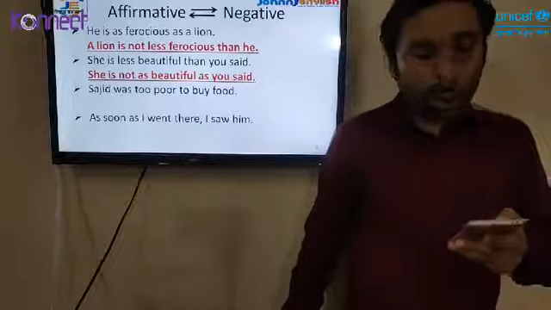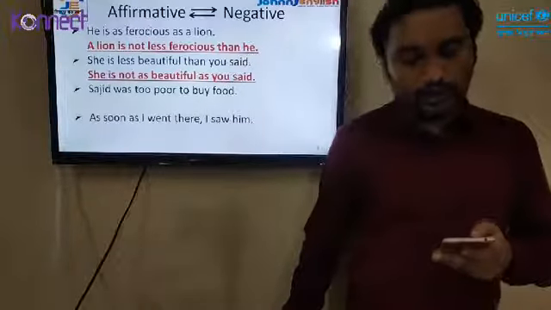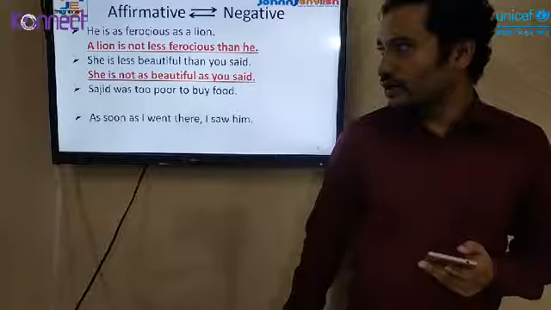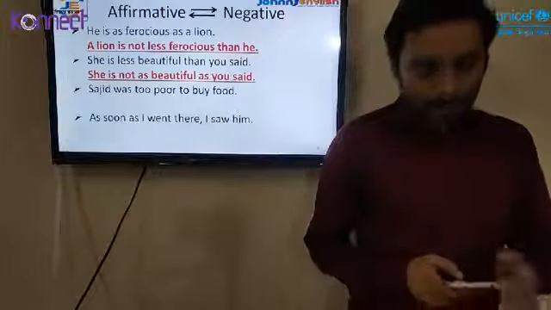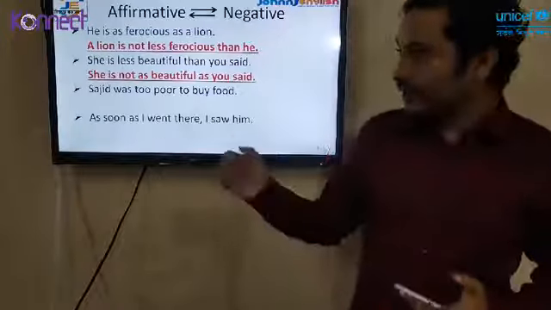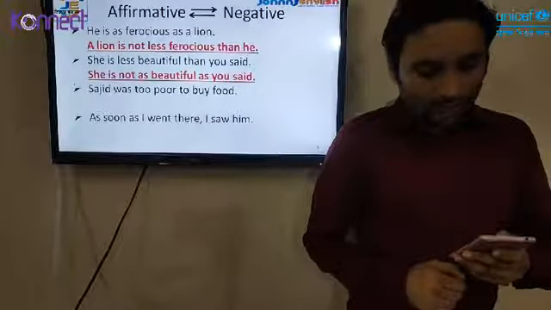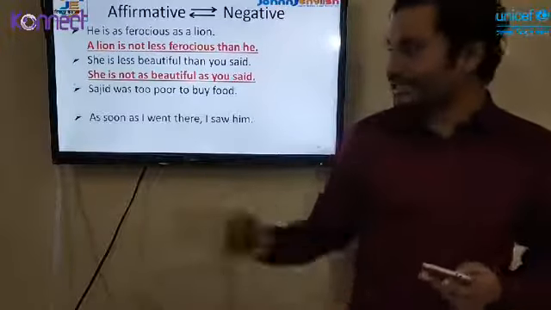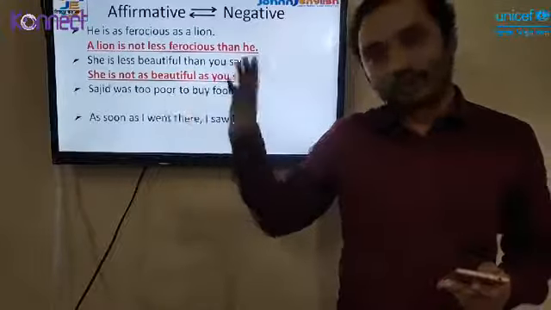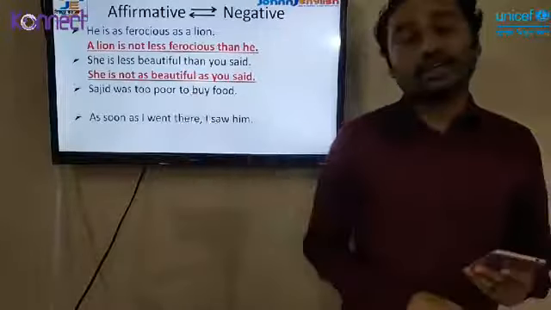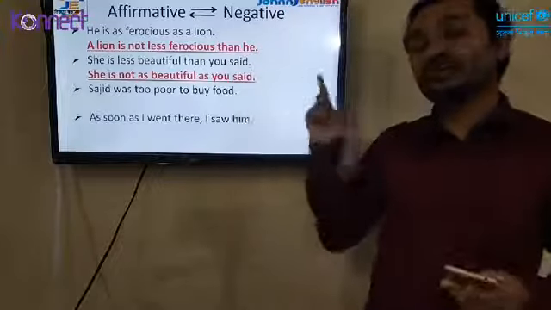Sajid was too poor to buy food. So the sentence is in simple structure. The structure of the sentence is too plus adjective plus to. When we see something like that, instead of too you have to use so, then you will put that adjective there, then instead of to you have to use that, then you have to use a new clause here.